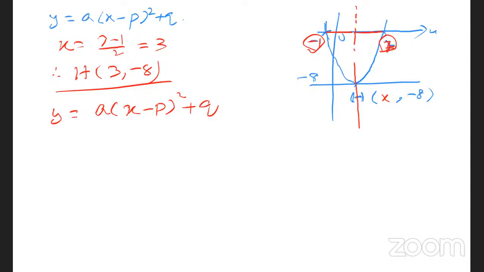So what you write, you take x equal to 3, isn't it? So y equals a. I want to ask you a question. Is it x plus 3 squared or minus 3? Plus 3 or minus 3? Yes, somebody answer me. Plus 3 or minus 3? I taught you just now. Why minus 3? X is 3 ma.